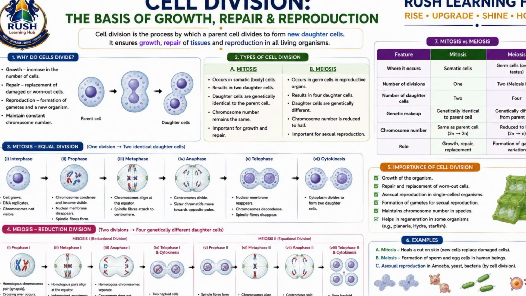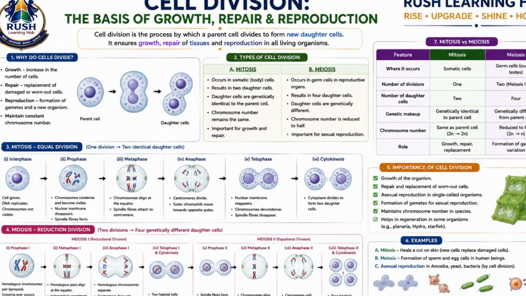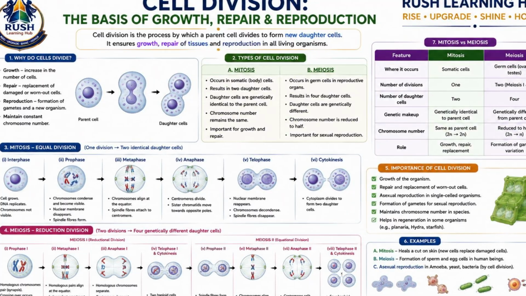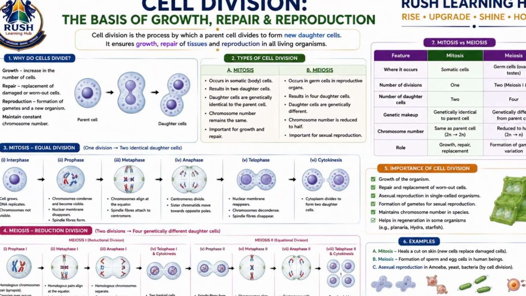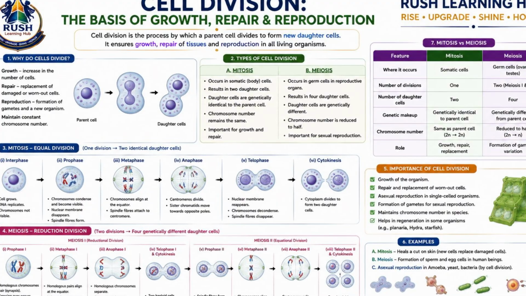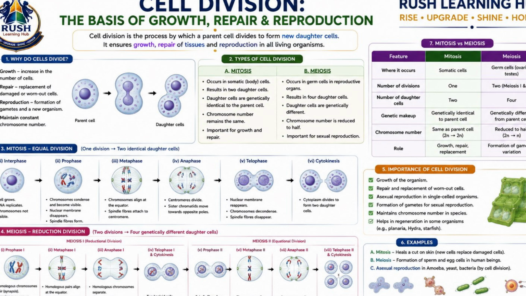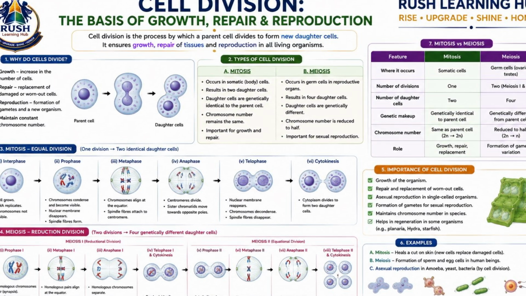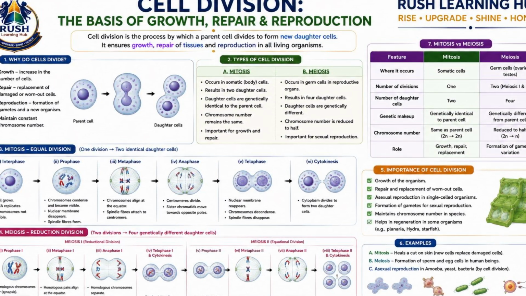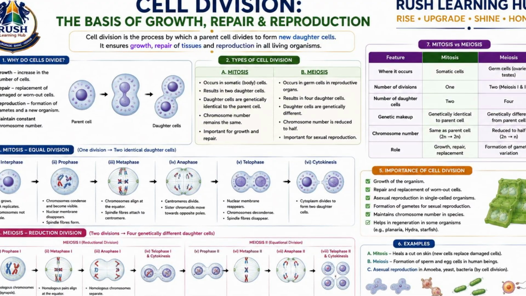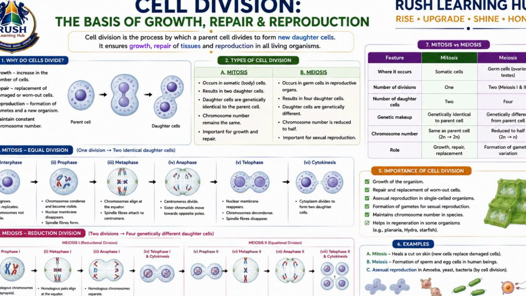Now let us understand what happens when cell division goes wrong. Sometimes errors occur during mitosis. When the normal control of cell division is lost, cells continue dividing uncontrollably. This uncontrolled growth leads to the formation of tumors and may result in cancer. Cancer is therefore closely related to abnormal cell division.